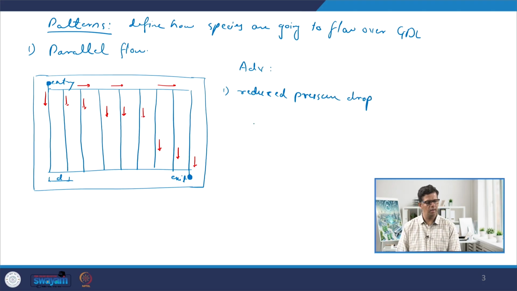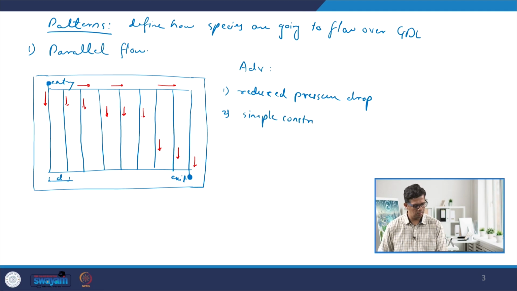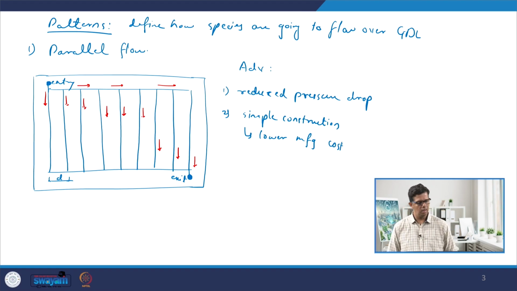So in other words, when the hydrogen or any other reactant species flows through these channels, we don't observe any huge pressure drop from entry to exit. And the second one is very simple in construction, which ultimately leads to lower manufacturing cost. So these are the advantages of the parallel flow design.